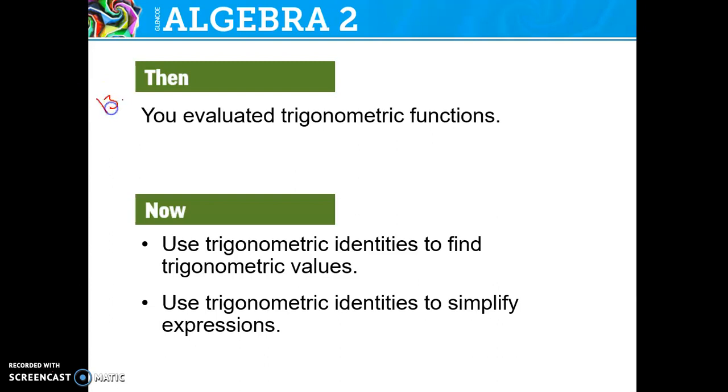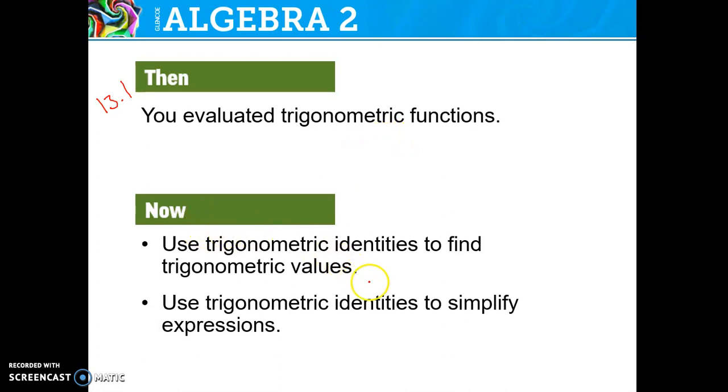This is section 13.1. It's called Trigonometric Identities, as you should see on your note guide. So what we did in chapter 12 when we started trigonometry is we evaluated different trigonometric functions. We learned about sine, cosine, tangent, secant, cosecant, and cotangent, and all of that good stuff.